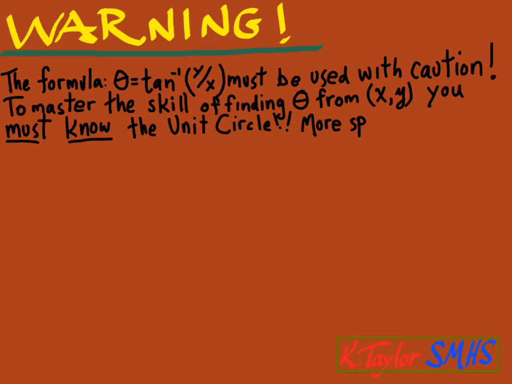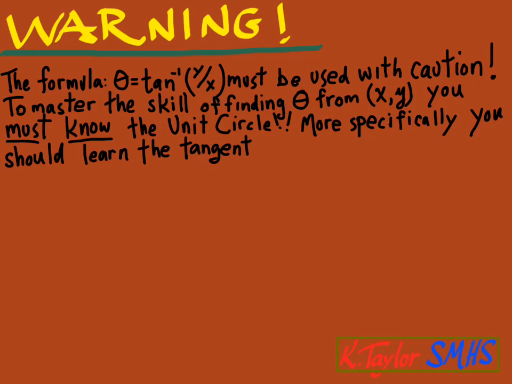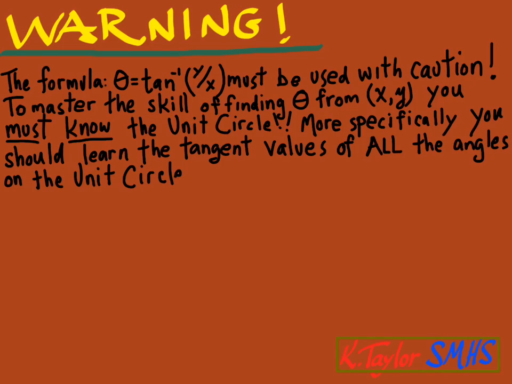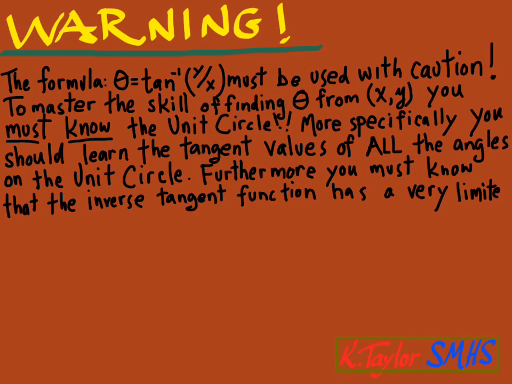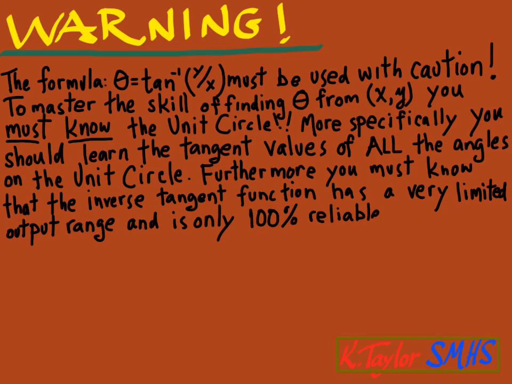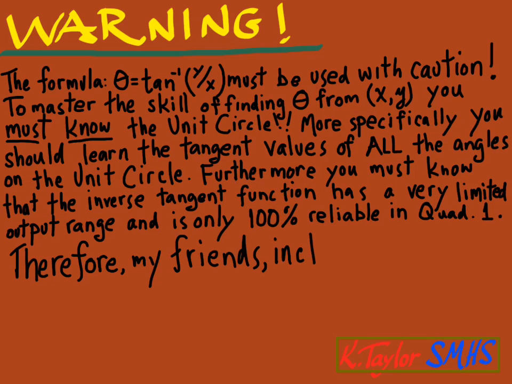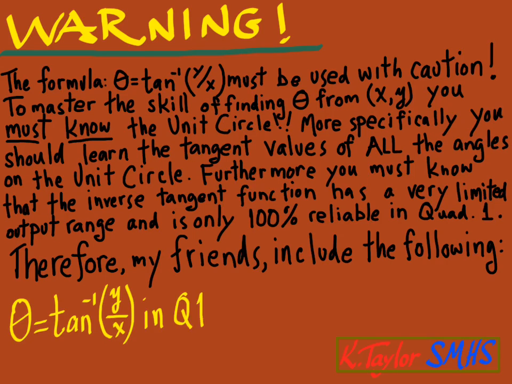Okay? So to continue, more specifically, what you should know about the unit circle are the tangent values of all the angles all around it. You should learn all the tangent values of the unit circle. And furthermore, you must acknowledge and take into account that the inverse tangent function has a very limited output range. All right? And that is the source of this problem. The formula that we're talking about is only 100% reliable in quadrant 1. Therefore, my friends, please include the following information along with your formula.